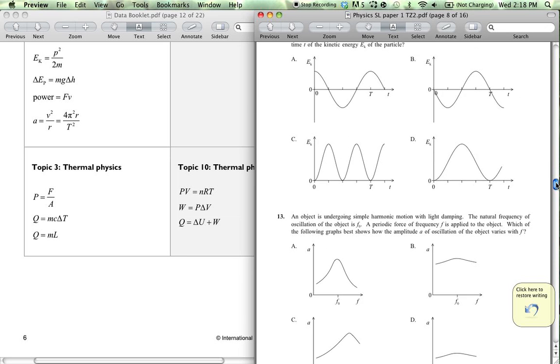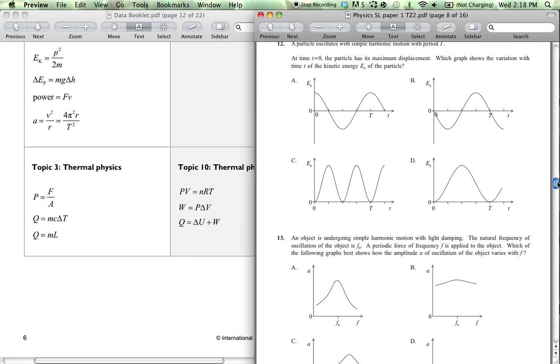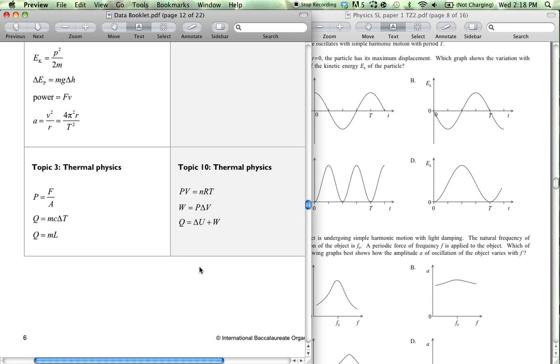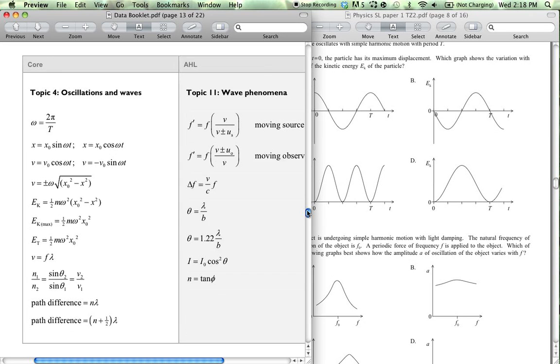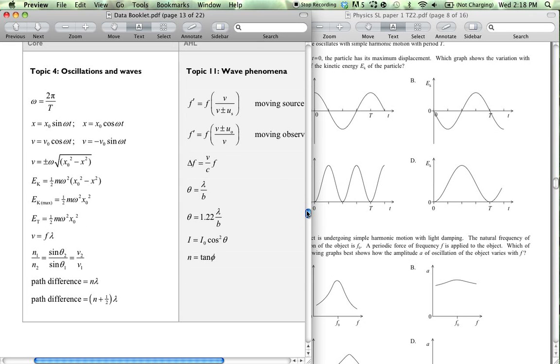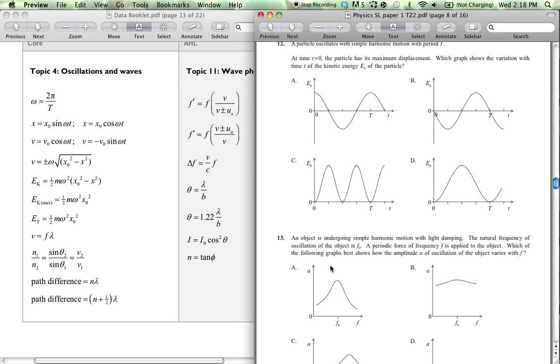We're now moving on to the waves unit, so that's topic 4. So let's bring down our topic 4 in our data booklet. Here we are. And let's answer these.